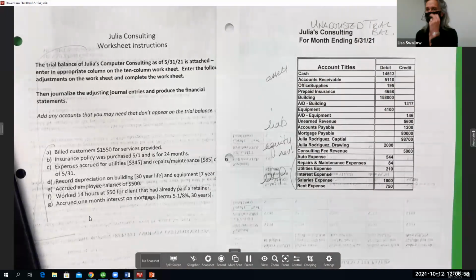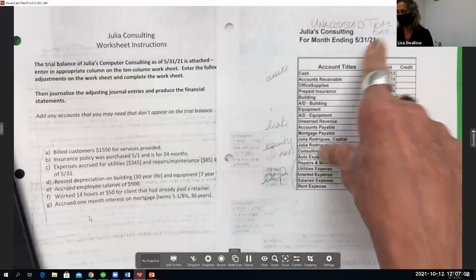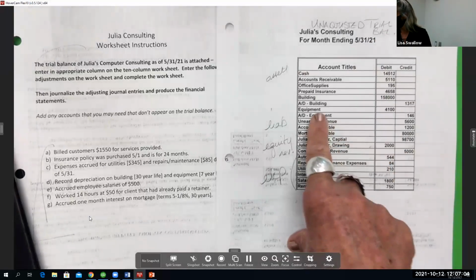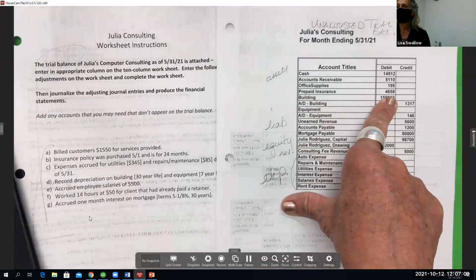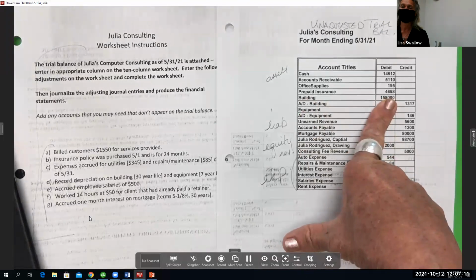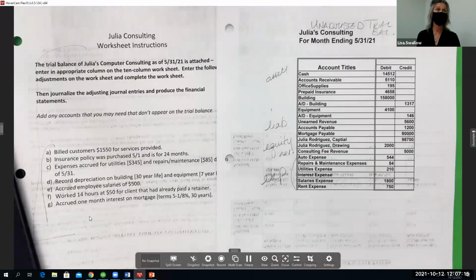Oh, yeah, exactly. So Dylan nailed it. We're at the end of May. So we know that the amount in prepaid has only had 1 month expired, right? That makes sense? Yeah. Trevor? Yeah. No, it doesn't because it didn't have any activity this month.